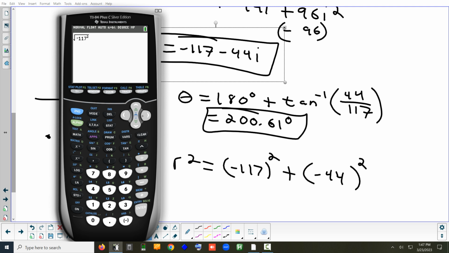So negative 117 squared. See, watch how long this is taking. This is not quick. Right? There's a better way to do this. Plus negative 44 squared. And because I have a negative, I should put those in parentheses like I wrote it on the board. So negative 44 squared.